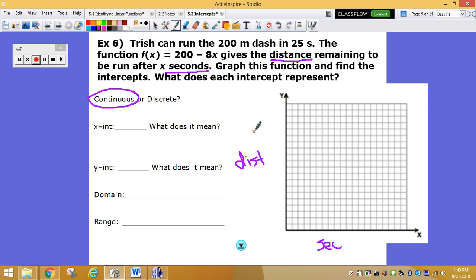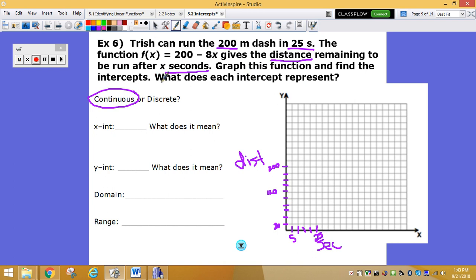Let's graph it. Our distance that we're running is 200 meters. So I'm going to go up by 20. So I'm going to do 20, 40, 60, 80, 100, 120. You guys should be labeling all of these, but it's hard to write on this, so I'm just not. 120, 140, 160, 180, 200. And time, it's 25 seconds. So I'm going to go by 5. So this is 5, 10, 15, 20, 25.